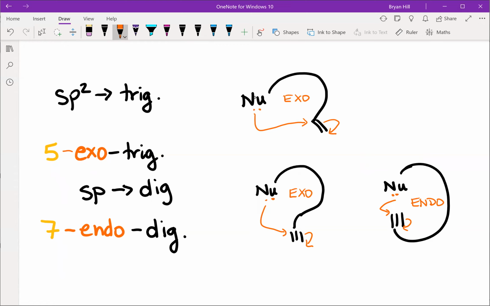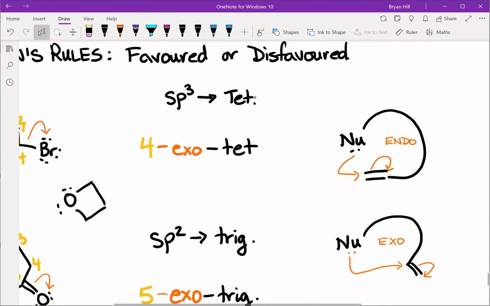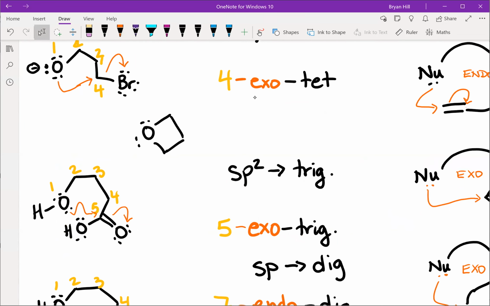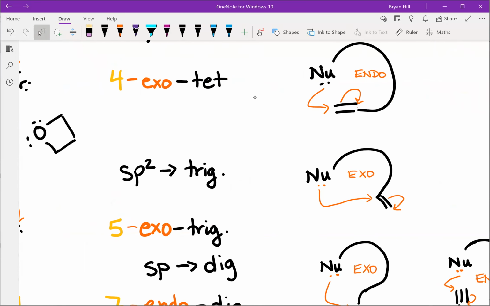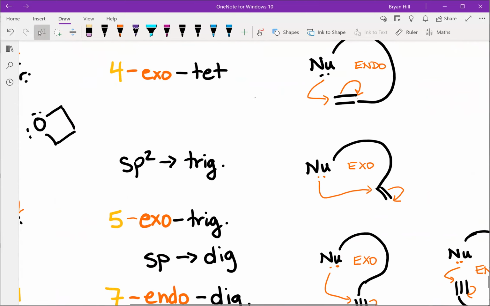I don't know, it's hard to visualize this with the sp3 hybridized, like a tet, because the electrons are moving out as the leaving group leaves. So it's hard to visualize that one. But for the trig and the dig, I think it's not too hard to see.